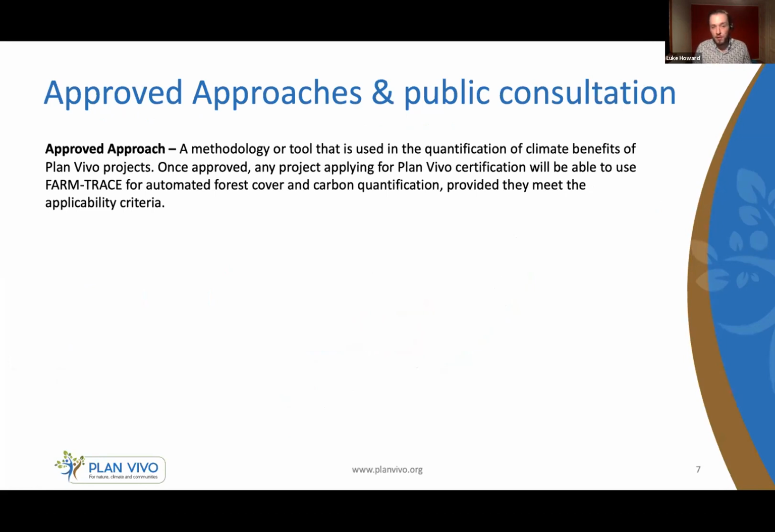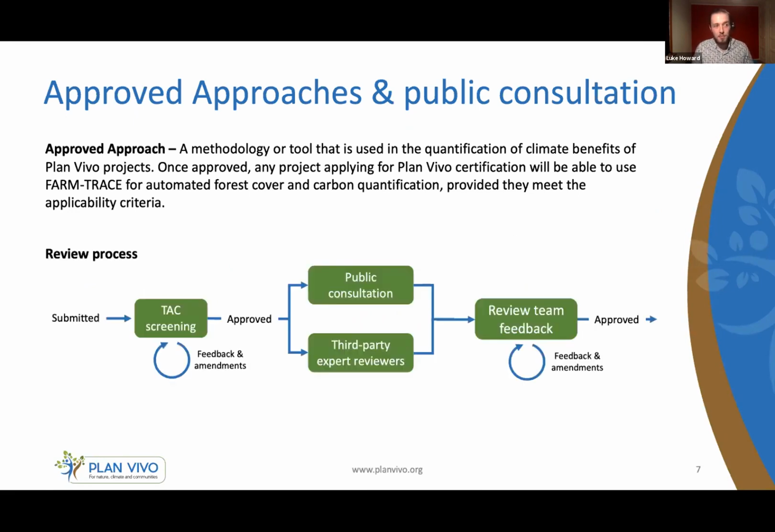Once approved, any project that meets the requirements within the tool can use the tool to quantify its climate benefits when becoming certified under Plan Vivo. But as with any approved approach that is submitted to Plan Vivo, it must undergo a rigorous review process to ensure that the estimations represent robust and conservative estimates of carbon emission reductions or removals.